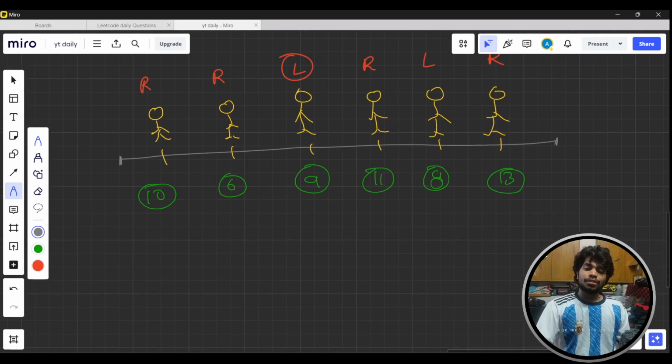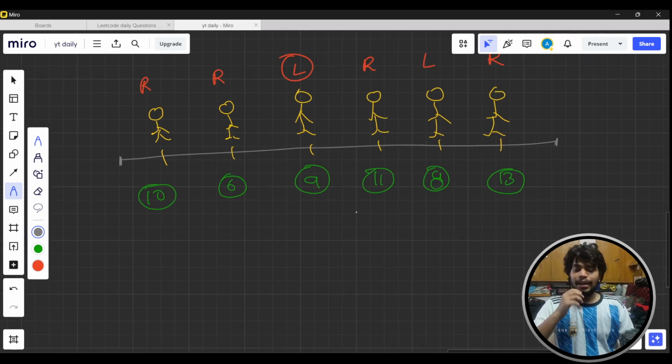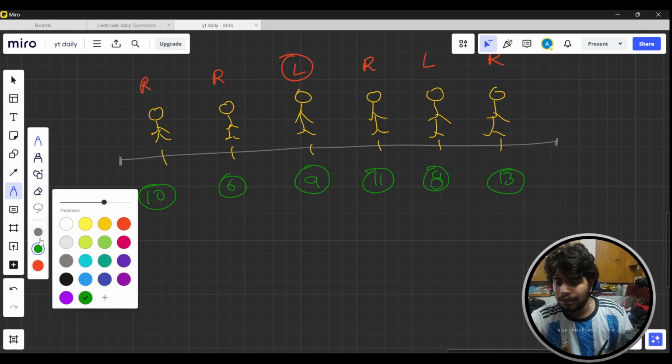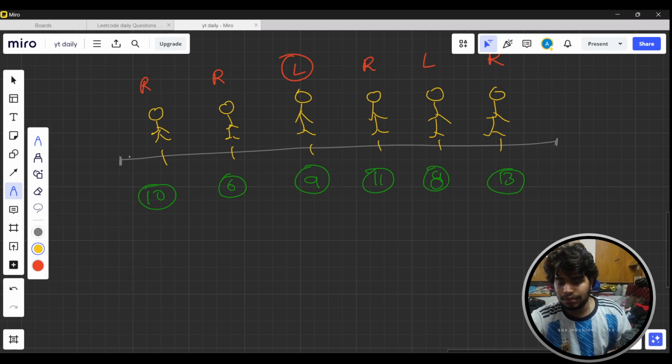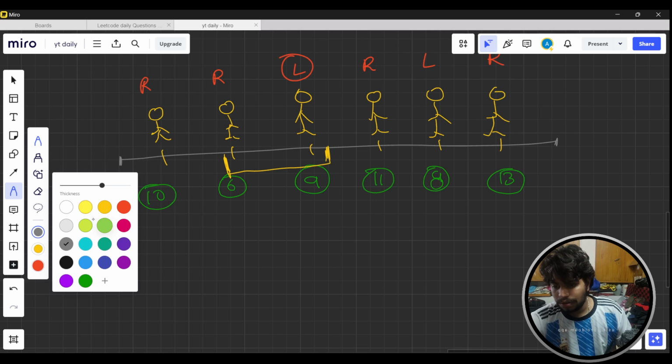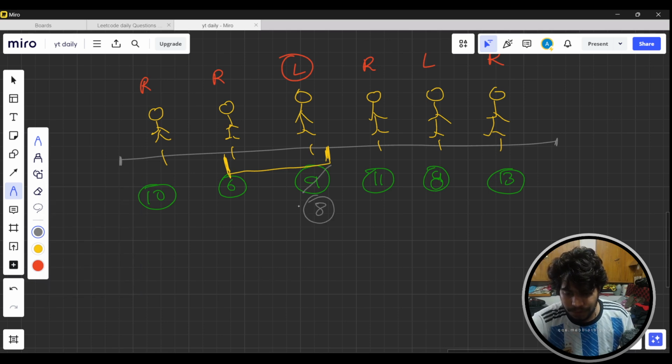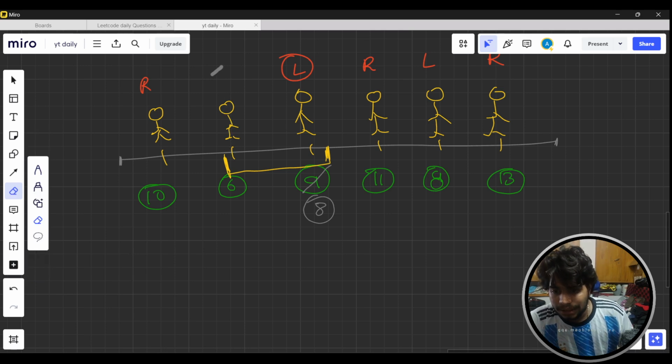So let's try to run what will happen in this case. Firstly, there will be a collision between these two robots. Who will win? For sure, I know this will win and this will be killed. So I can easily remove this.